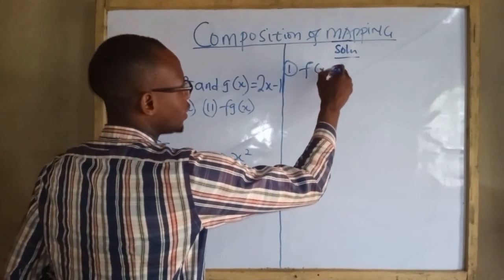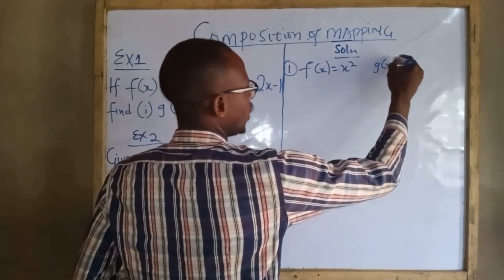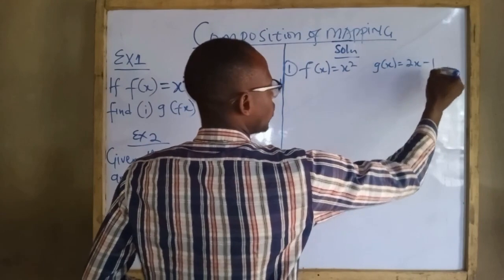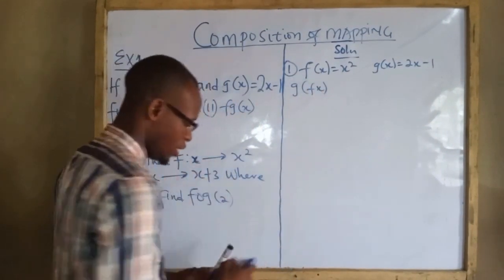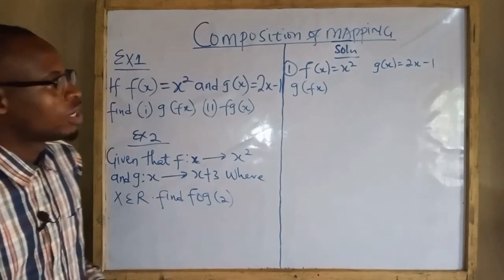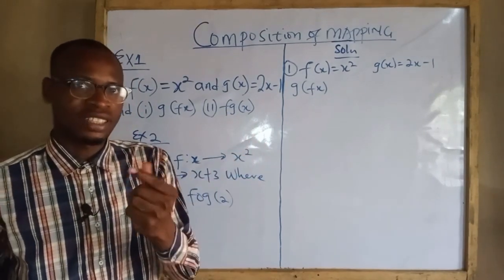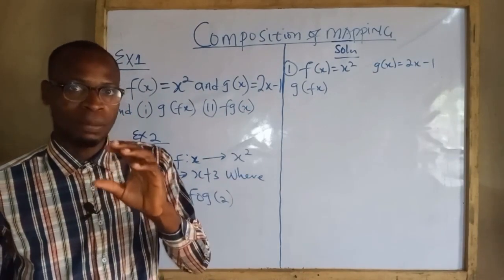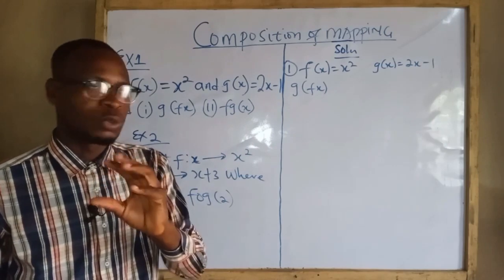If f(x) is equal to x squared, then we also have g(x) equal to 2x minus 1. So we are told to find g of f(x). Now, how do we tackle this type of question? For you to solve this question conveniently, let me teach you a trick for you to be able to understand what the composite mapping is.